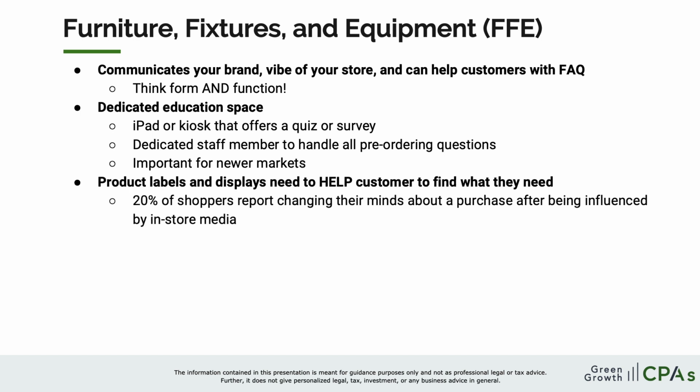Now, in addition to this educational space, make sure your product labels and displays make it easy for customers to find what they need. It's a basic tenet of shopper marketing. You need to have those signs that say the flower is over here, or the vaporizers are over here, or non-THC products are over here, and CBD is over there. Really having a good customer flow and signs to show where things are.